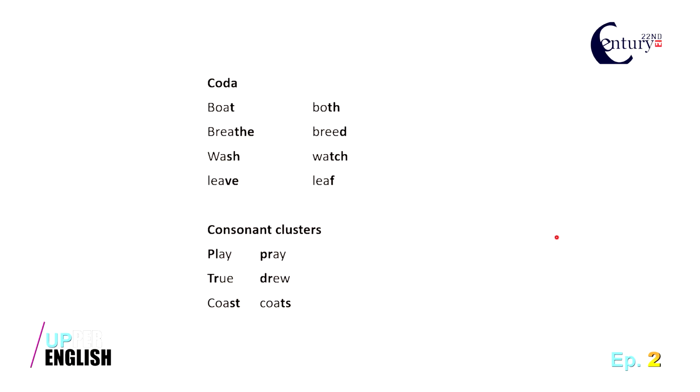Example, we have play and pray. Play, the PL. So PL there is a consonant cluster, 2 consonant letters coming together. Play, and we have pray. So you can say pray or pray, depending on how you pronounce the R sound. The Creole will say pray, and others will say pray, with the R clearly hard.